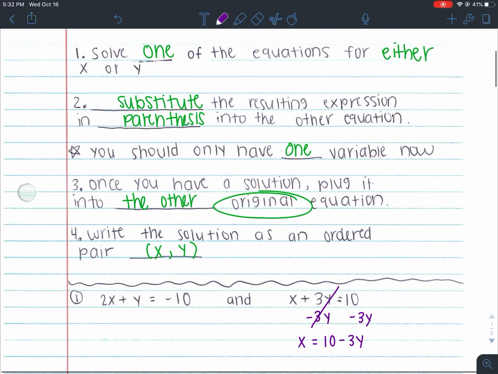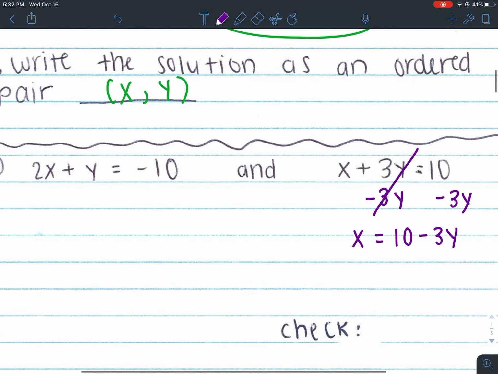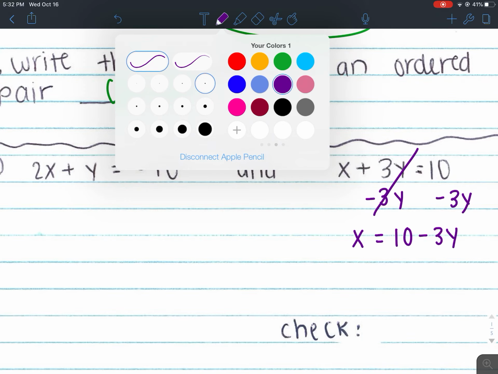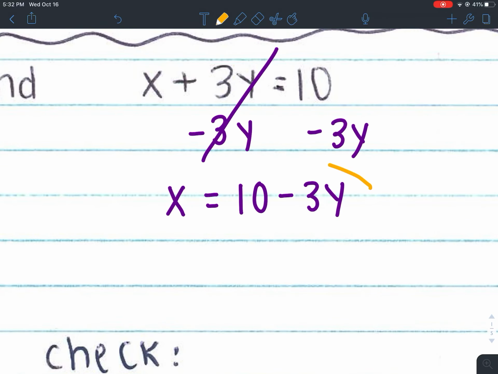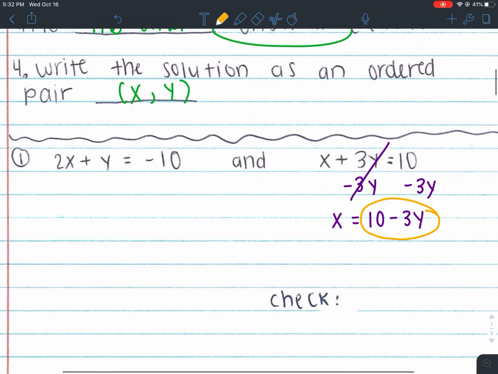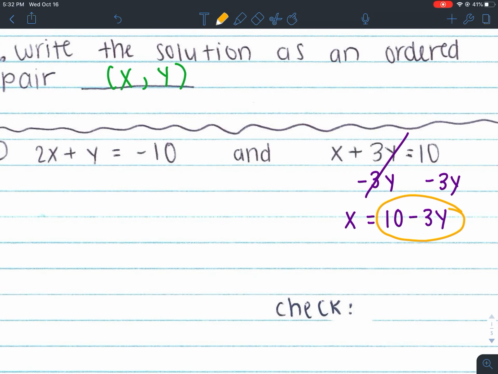Okay? So the second step says to substitute the resulting expression, in parentheses, into the other equation. So let's put that into play. I just got x by itself over here. I'm going to take this and substitute it into the other equation. It says that x equals 10 minus 3y. Do I have an x in the other equation? Yes. I'm going to plug this in for x here.